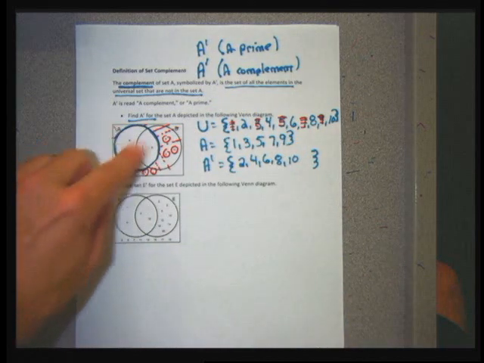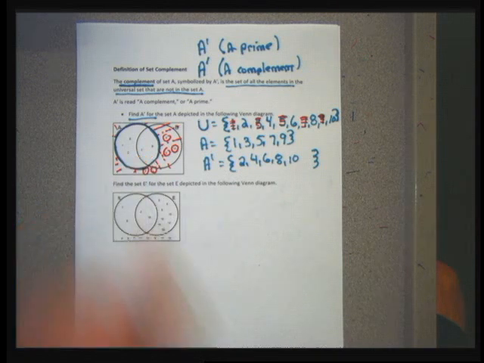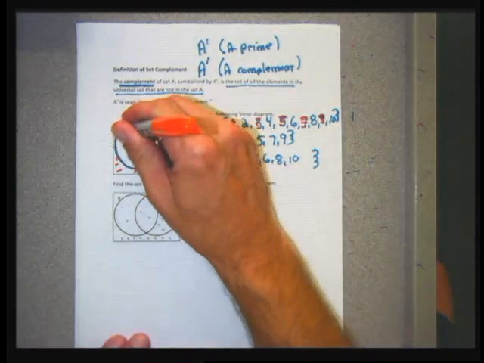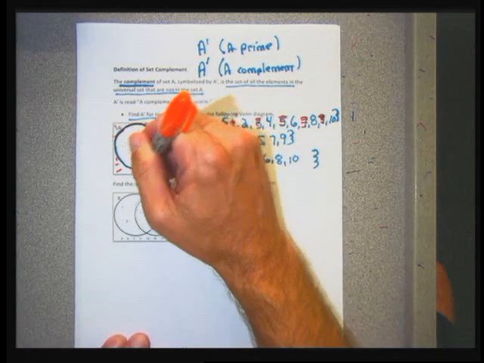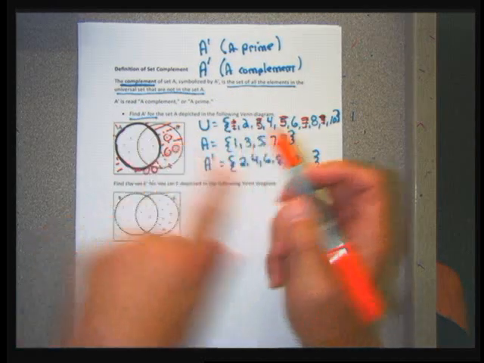The numbers 1, 3, 5, 7, and 9 are inside the A circle. 7 and 9 are also inside the B circle. But when I'm trying to find A complement, I'm trying to find any number that's outside the A circle. So I darken the A circle and I search on the outside of the A circle. And on the outside of the A circle, I see the numbers 2, 4, 6, 8, and 10.